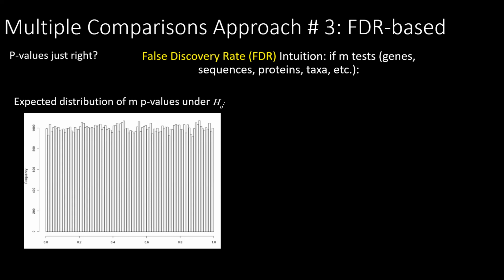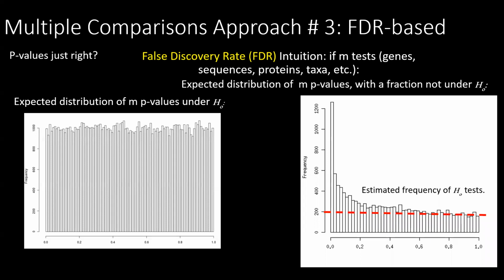So here's some intuition. The idea here is that if you have M tests, so that's the number of tests, whether it's genes, sequences, proteins, taxa, what we would expect if the null hypothesis is true for all these tests is a distribution that looks like what we have here on the left, which is a uniform distribution. Our x-axis are values of p-values, and our y-axis is the number of tests that are being performed. And so the idea here is that you're performing a lot of tests such that if you plot them this way, you actually can get a good visualization of what their histogram looks like. And you can see that it looks approximately uniform if the null is true.